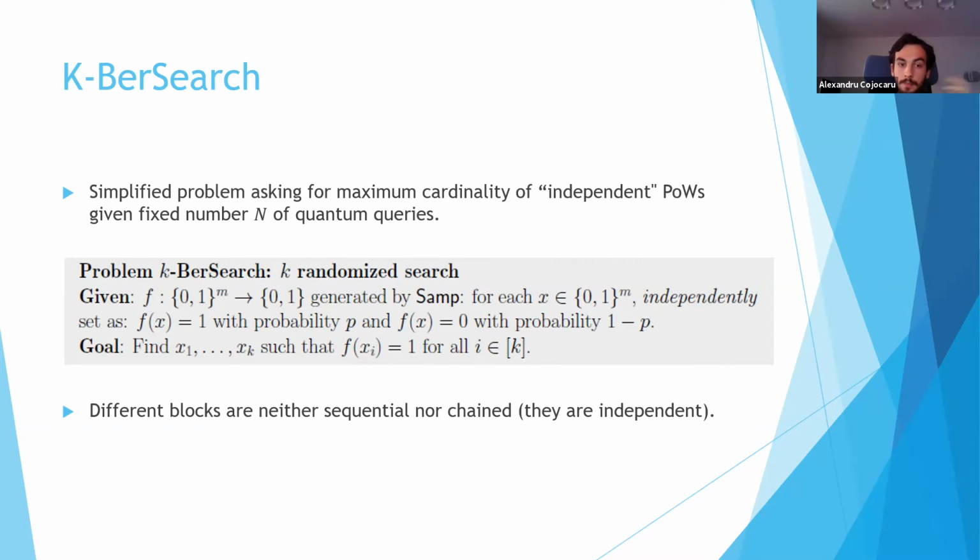And we can see that, as compared to the chain of proof-of-work problem, now we no longer have the requirement for the blocks being sequential. So we just have a sequence of k blocks which can be independent.